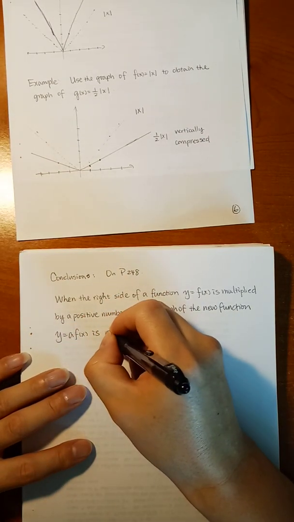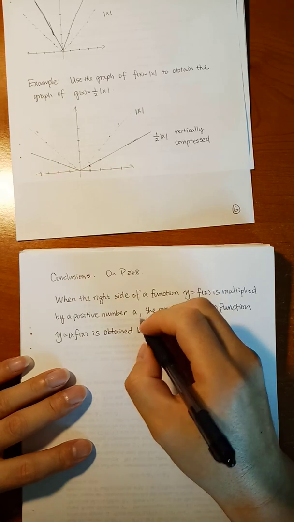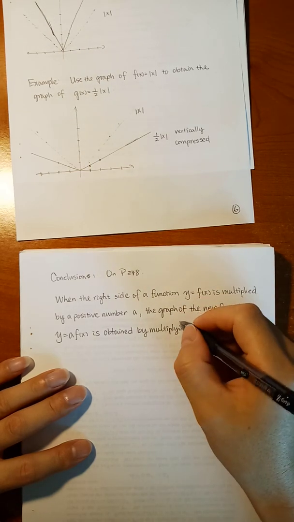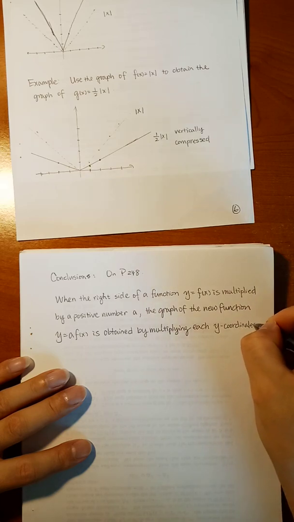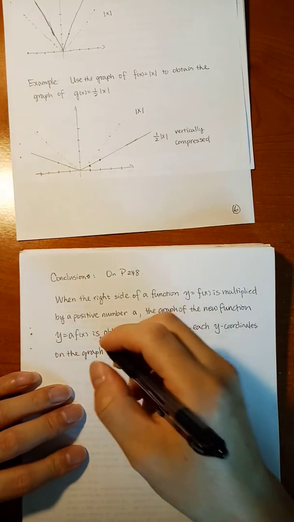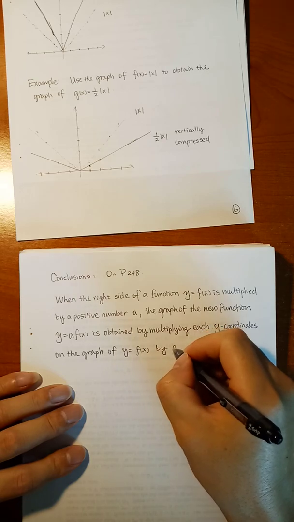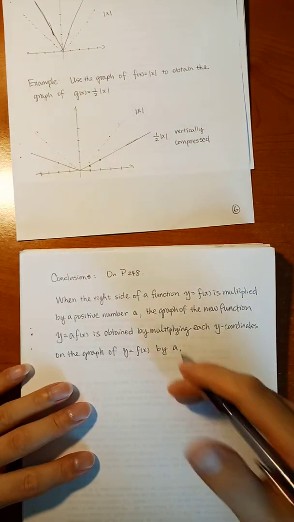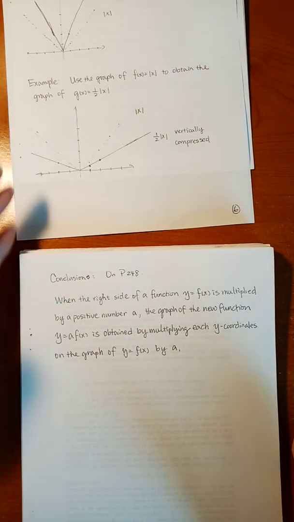Is obtained by multiplying each y coordinate on the graph of y equal to f(x) by A. So whenever you have a y coordinate, you just multiply itself by this coefficient A. Okay, then that's a rule, but basically that's just how you evaluate.